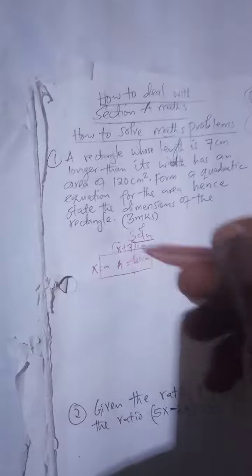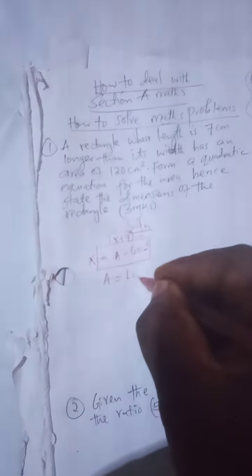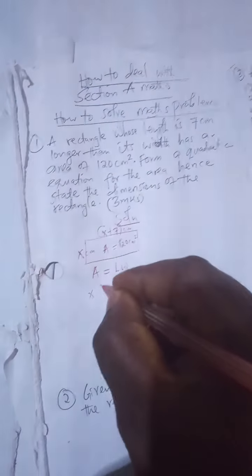So from there we know how to find the area. How do you find the area? Area is equal to length times what? Times width, whereby we have the length times width, that is x into x plus what? 7, which is equal to our area 120.